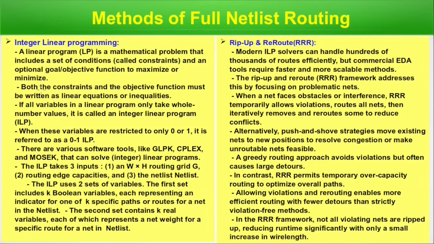The ILP takes 3 inputs: the width by height routing grid G, the routing edge capacities, and the netlist. The ILP uses 2 sets of variables. The first set includes k boolean variables, each representing an indicator for one of k specific paths or routes for a net in the netlist. The second set contains k real variables, each of which represents a net weight for a specific route for a net in the netlist. That is integer linear programming.